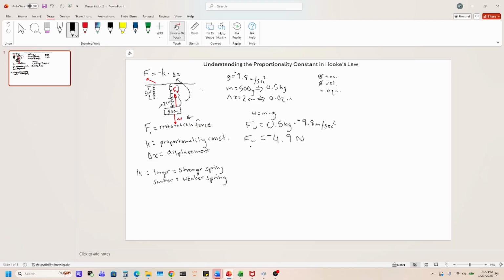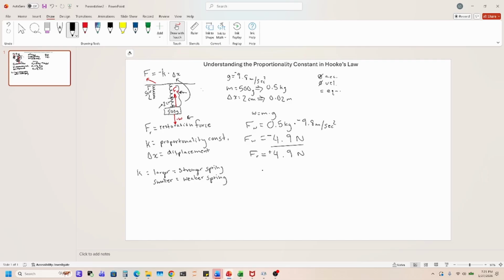So what we could do knowing that is we can take the equal and opposite value of our weight and apply it to our Hooke's law up here for this restoration force. They'll be the same because there's no acceleration going in either direction, right? So therefore, we can make our restoration force the same magnitude, 4.9 newtons, but it's positive because it's going in the other direction, right? It's opposite of the weight.